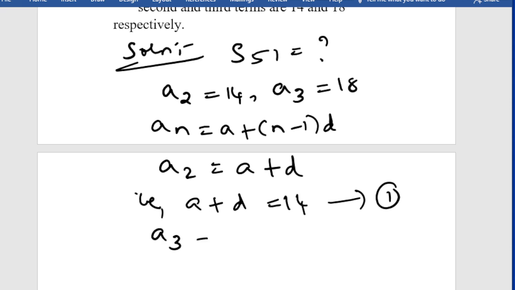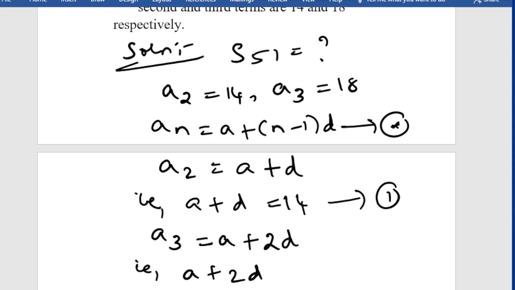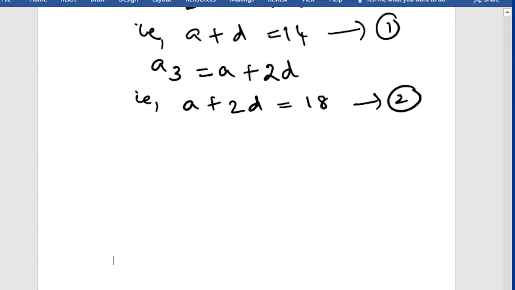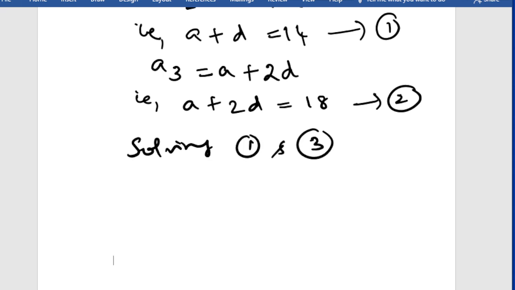A3 equal to, substituting in the general formula, a plus 3 minus 1 is 2, 2d. That is, what is A3? 18. a plus 2d equal to 18. This is the second equation. Now, solving the first and the second equation, we can find what is A and D. A and D are unknowns. We have two equations. Solving 1 and 2, you will find a as 10 and d as 4.